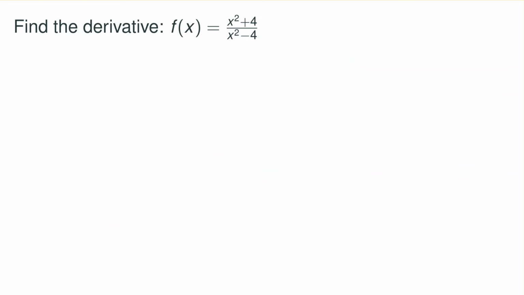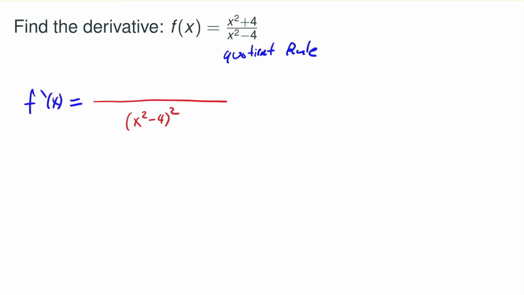Find the derivative of the function (x squared plus 4) over (x squared minus 4). So here we have to use quotient rule. Again, it's important to recognize when to use quotient rule. Here we have a function over another function. Okay, so f prime is bottom squared, so the bottom function squared, which is (x squared minus 4) squared, entire thing, derivative of top function.